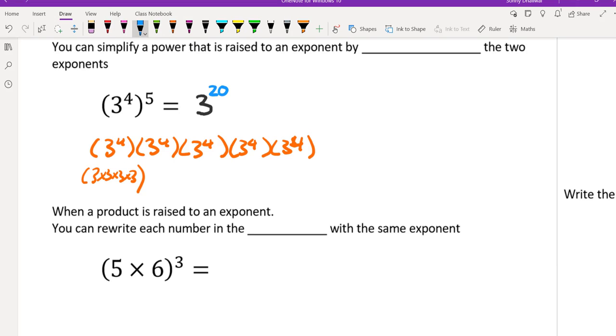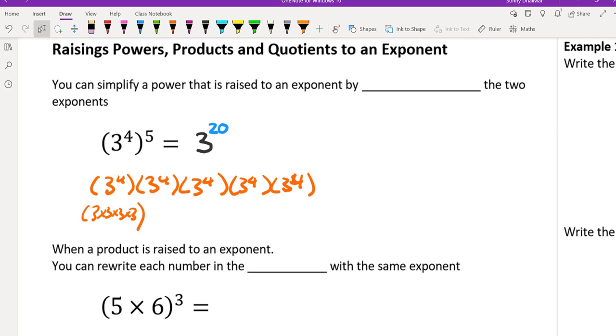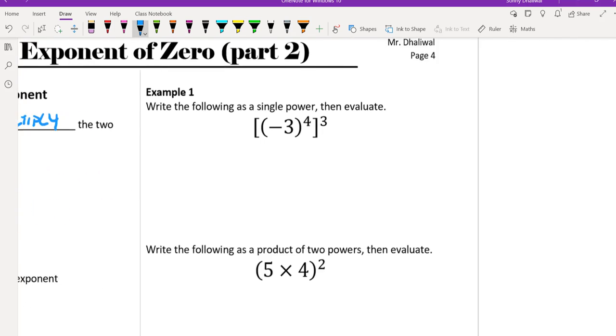So without having to write out this repeated multiplication, what's our shortcut? How do we go from here straight to there? Yes, Christian? Multiplication. So we multiply the exponents. You have to remember, when we multiply terms, we add the exponents. When we divide terms, we subtract. When you have an exponent raised to an exponent, we multiply. So more things getting added on. Okay, let's practice that.